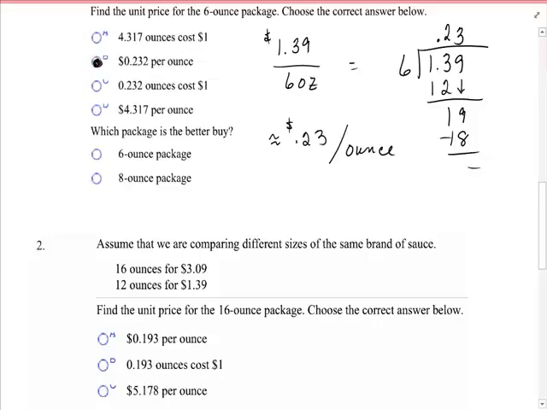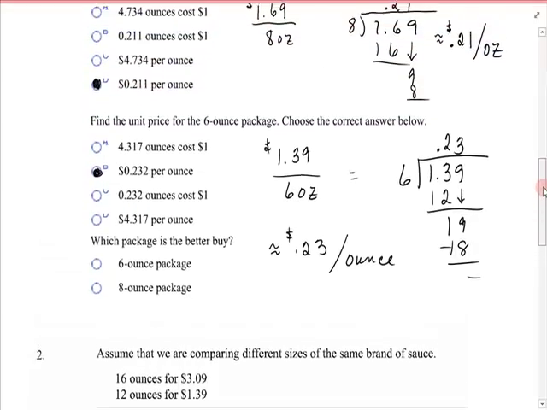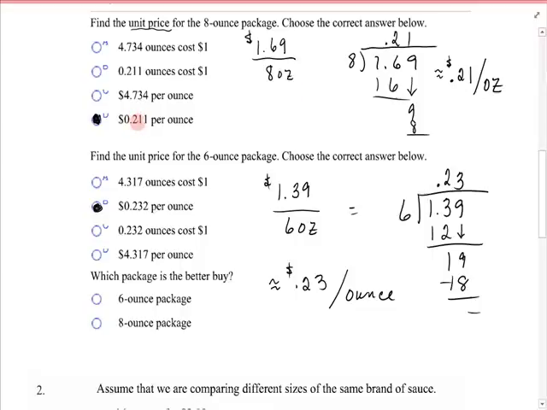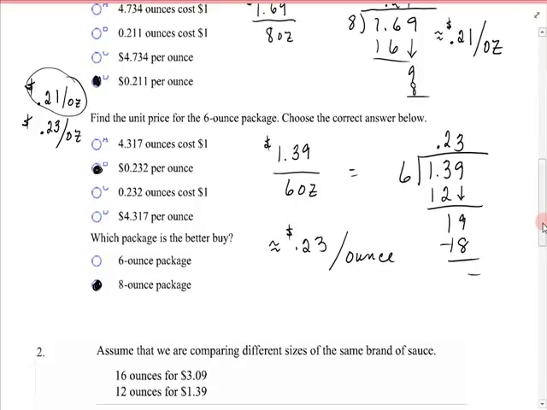It is choice B. Now, if I look at both of these, it was 0.21 per ounce, and this one was 0.23 per ounce. Which is the better buy? Well, the better buy is the one that is the cheaper per ounce. It was the top one, which was the 8-ounce package. So this one was the better buy. The cheaper one is the better buy. The cheaper one per ounce is the better buy.